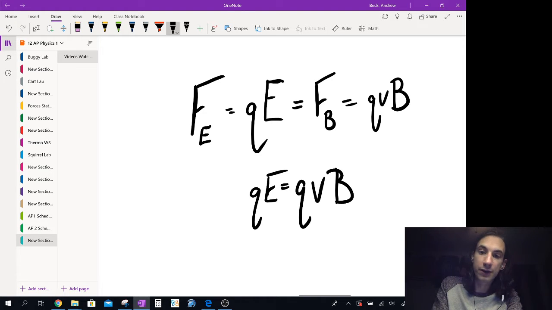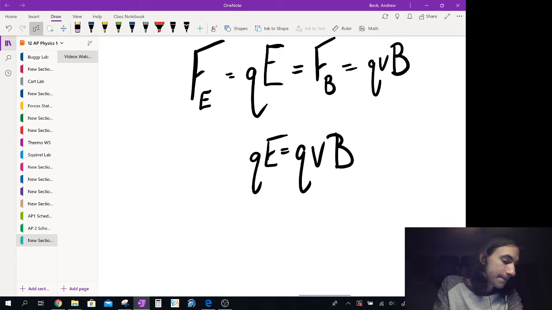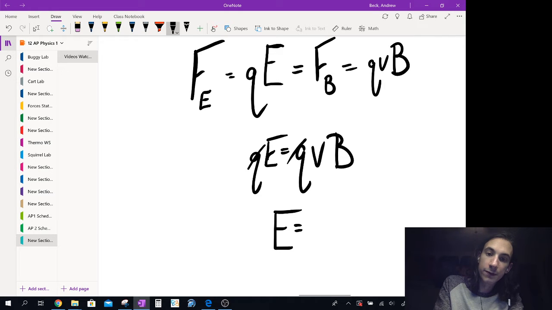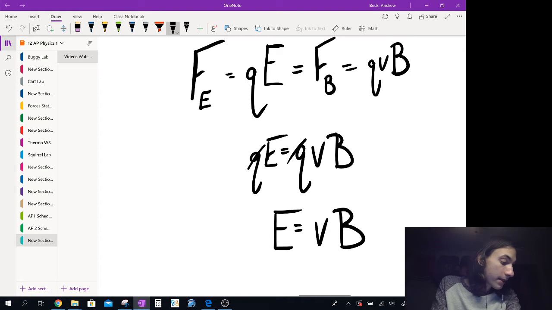That's going to be important. This V is the velocity, and then we have Q on both sides dealing with the same charged particle, so we can say E is equal to the velocity of that moving conductor times the magnetic field. So that's a really big idea.